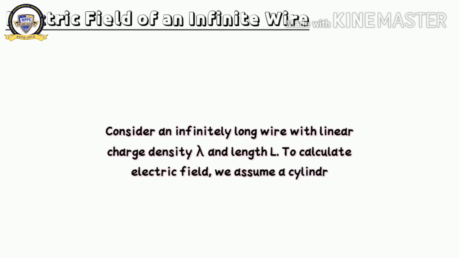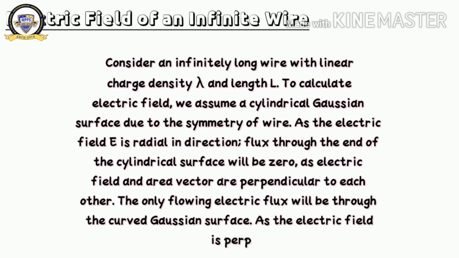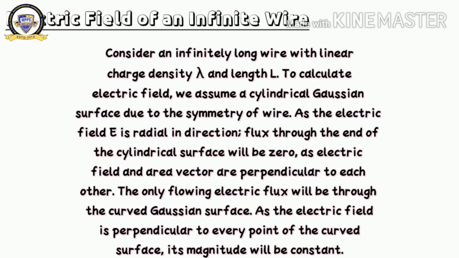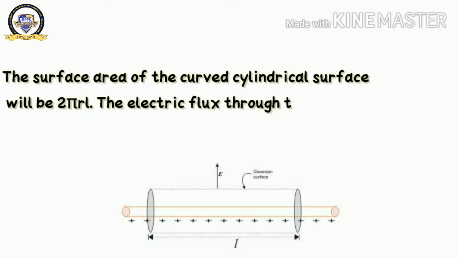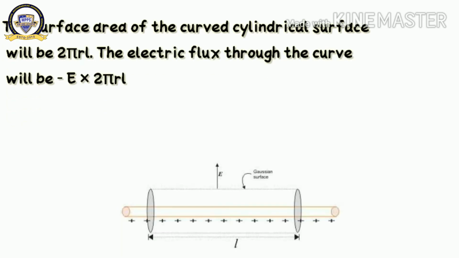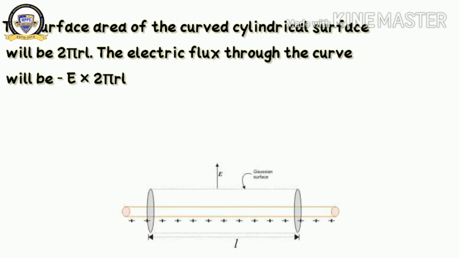Now coming back to our topic, which was electric field of an infinite wire by Gauss theorem. Consider an infinitely long wire with linear charge density lambda and length capital L. To calculate electric field, we assume a cylindrical Gaussian surface. See, in the previous time we have revised that Gaussian surface may be of any shape or size. In the given figure, you can say that the surface area of the curved cylinder surface will be 2 pi RL. Since it is a cylinder and you have to take the curved surface area, the electric flux through the curved surface will be E into 2 pi RL, which will be the formula of vector E dot vector A for that cylindrical Gaussian surface.